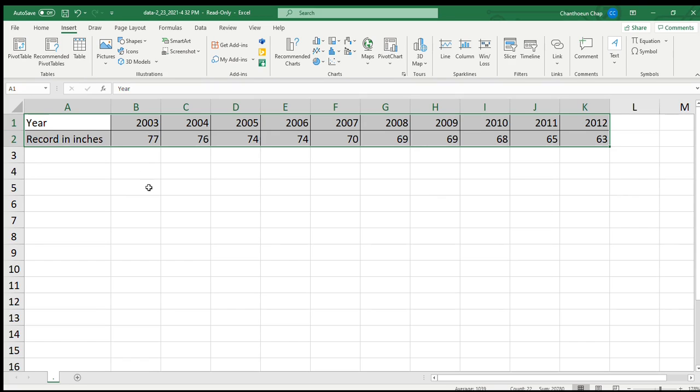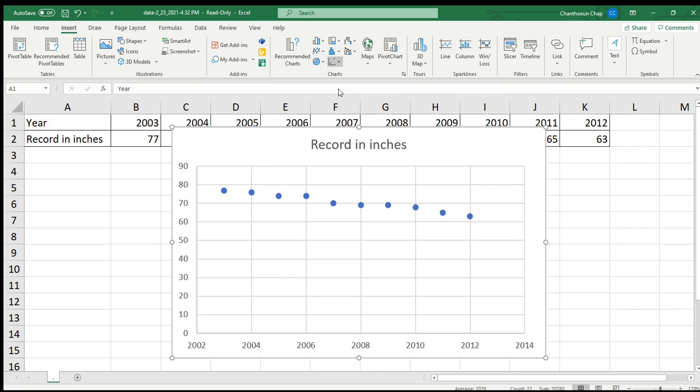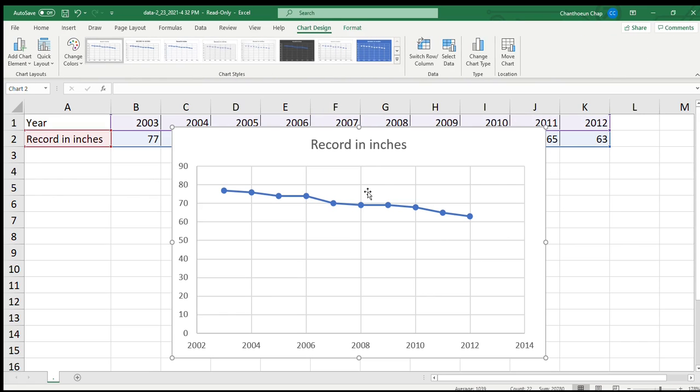You can also select the data again, but instead of selecting recommended charts, you can go to charts and select either scatter plot, a smooth scatter plot, or a line scatter plot. It's up to you how you want to depict your data values.